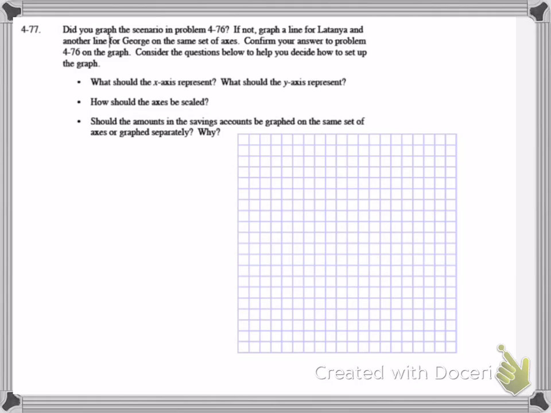What I wanted to do is take the time to show you how difficult it is to find the point of intersection, because ultimately we're going to be asked the question, when will Latanya and George have the same amount of money? So what we're going to do is take a look at it first graphically. What should the x-axis represent? Well, the x-axis is going to represent the number of weeks it takes to save money. The y-axis then is going to be the amount of money that they have.